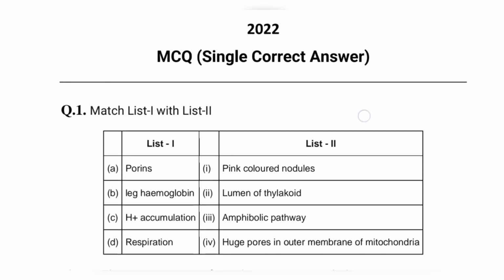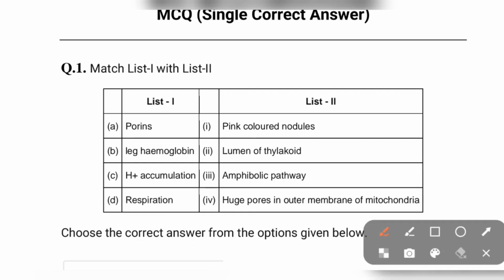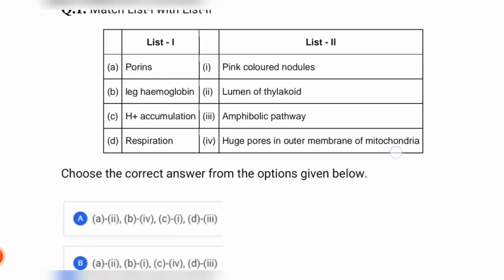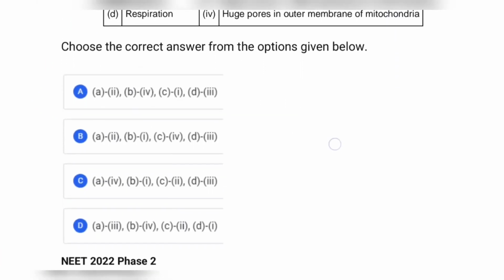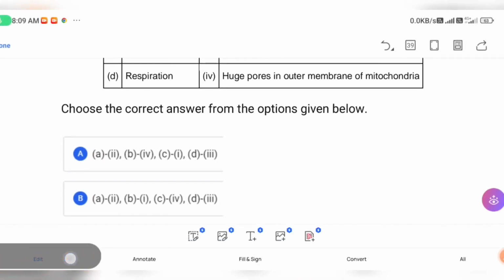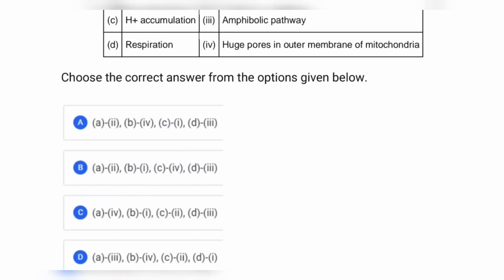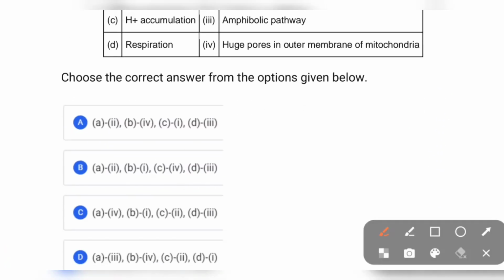Now we have this. Question number 1: match list first and match list second, and we have to choose the correct option. And this correct option we have to choose from here, and after that we will see the explanation.